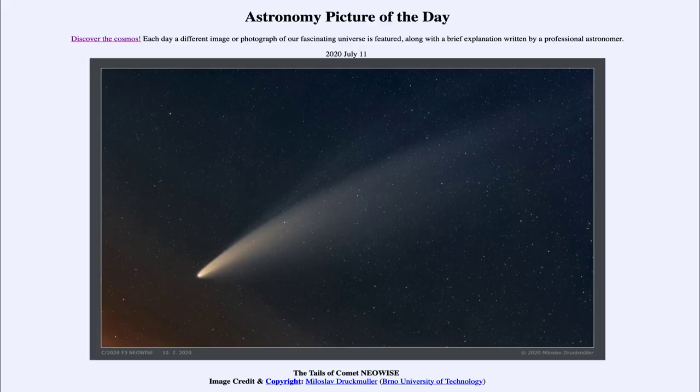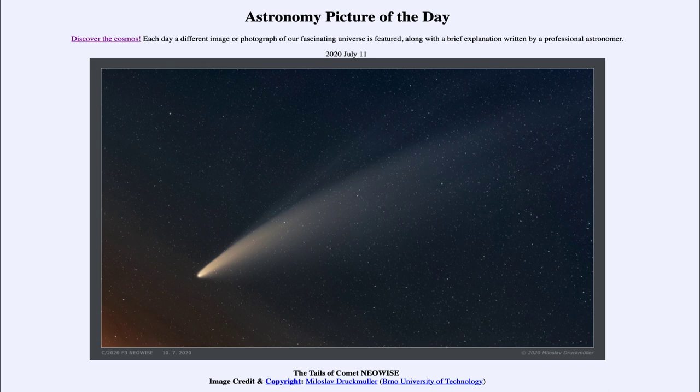One of the things that I like to do in each of my introductory astronomy classes is to begin the class with the astronomy picture of the day from the NASA website, that is apod.nasa.gov/apod. And today's picture for July the 11th of 2020, well, it is titled The Tails of Comet NEOWISE.